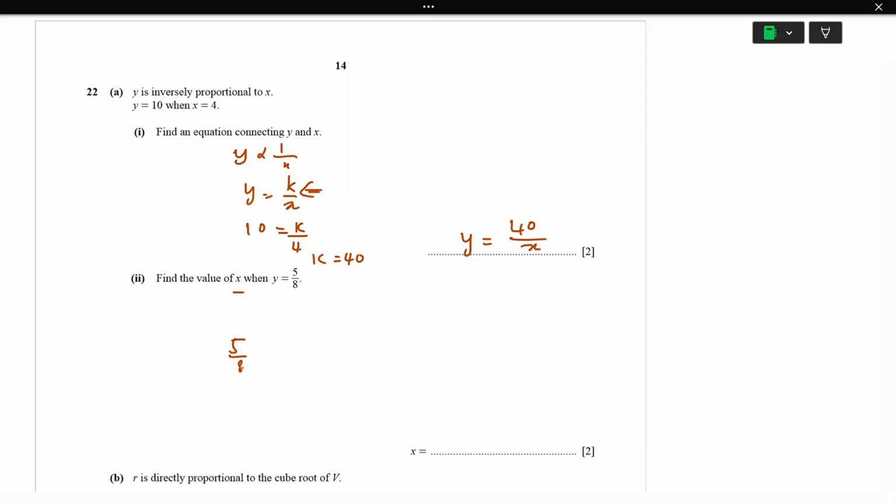Next, y equal to 5 by 8, find the value of x. So 5 by 8 equal to 40 over x. Making x the subject, x equal to 40 times 8 over 5, which is 8 times 8, that is 64.